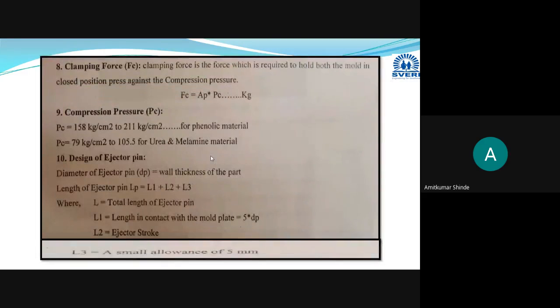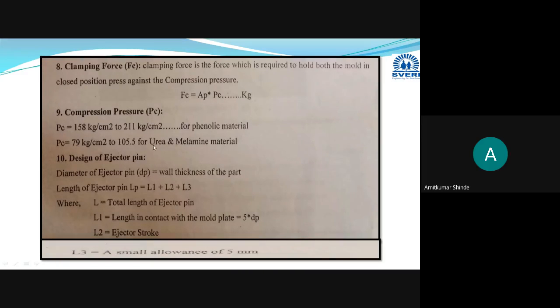And then next is the clamping force. This is the clamping force here. What is the meaning of this clamping force? It is the force required to keep both halves of the mold together, in the closed position, against the compression pressure. That is termed the clamping force, and it is calculated based on the compression pressure and projected area, with the help of this formula.